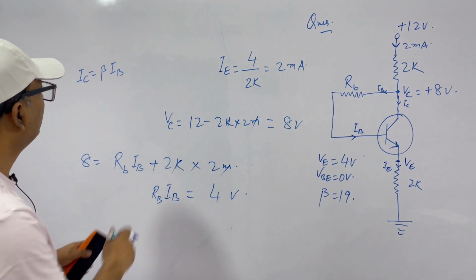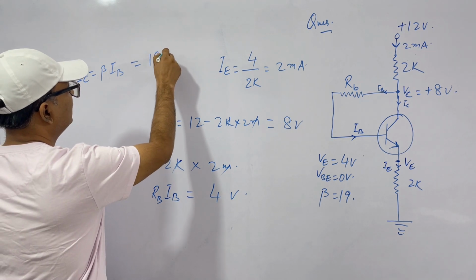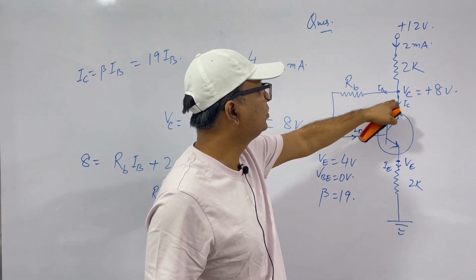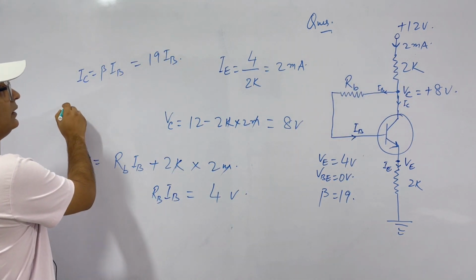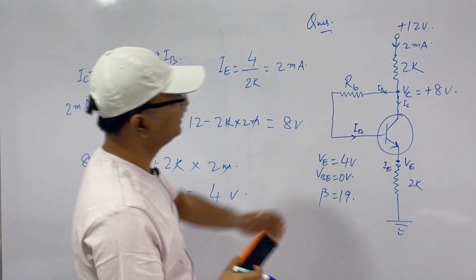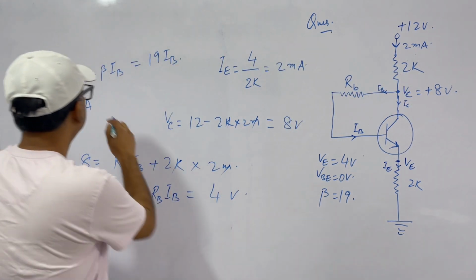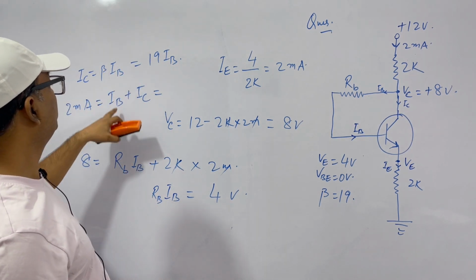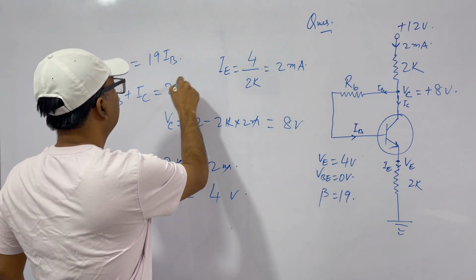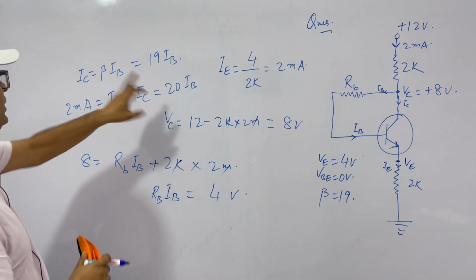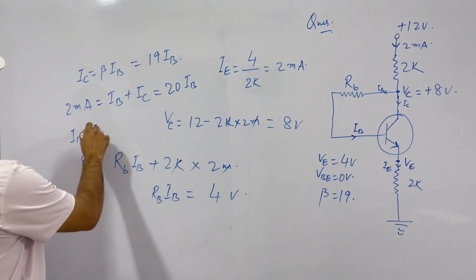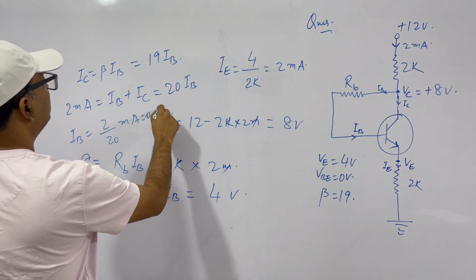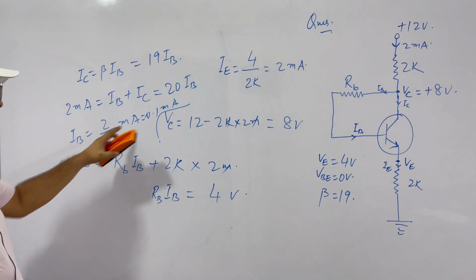Clear? We have another equation, that is IC is equal to beta into IB. And beta is what? 19. So IC is 19 IB. And this IE is equal to IB plus IC. IE, that is 2 milliamperes, is equal to IB plus IC. IC is this. So this becomes 19 plus 1, that is 20 IB. Clear? From here we get the value of IB. IB is equal to 2 by 20 milliamperes. This is what? 1 by 10, that is 0.1 milliamperes. So IB is 0.1 milliamperes.